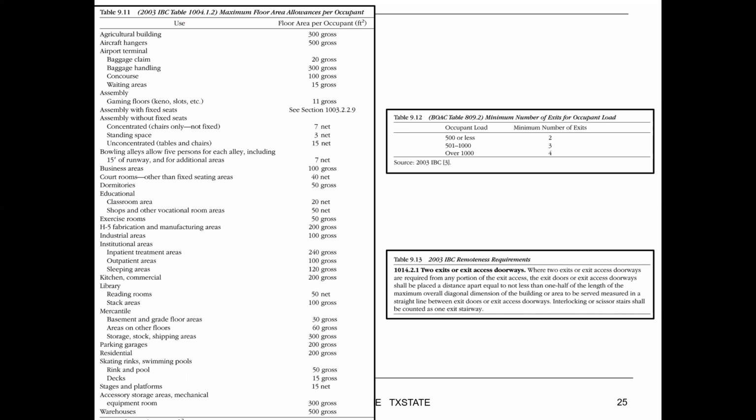Table 9.12 from your textbook shows the minimum number of exits for occupant load. So if there are 500 or fewer, we have a minimum of 2 exits. If we have between 501 and 1,000, a minimum of 3 exits, and over 1,000, 4.